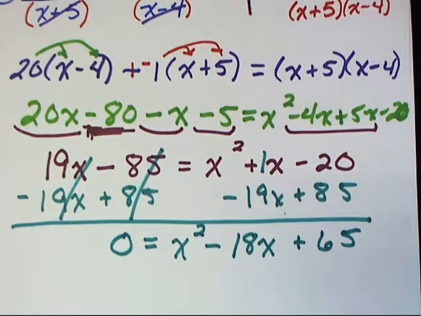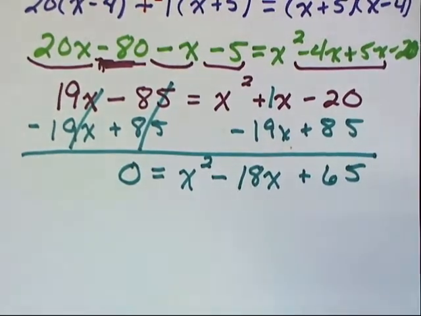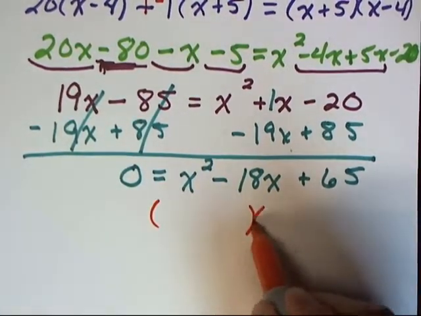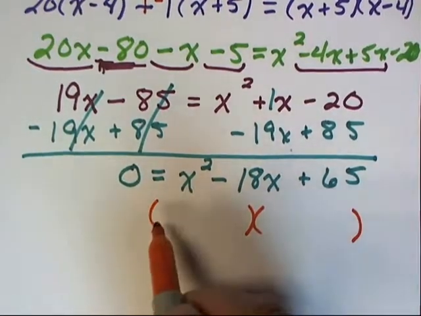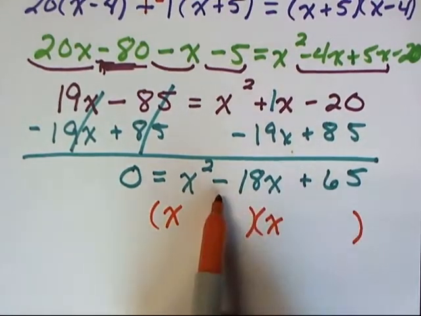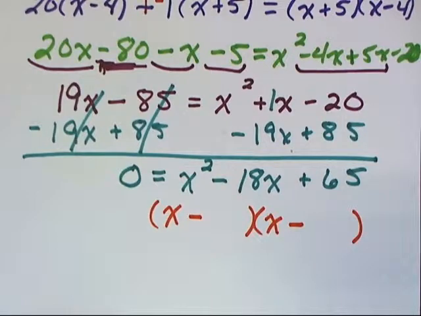Now I have to see if it's factorable. Are there two numbers that multiply to a positive 65 and add to a negative 18? Well, let's go through our possible solutions here. I know for one thing that since it's a positive 65, both signs have to be the same. I know that I have to have an x and an x to get my x squared, and for both of them to add to a negative, they both have to be negative.